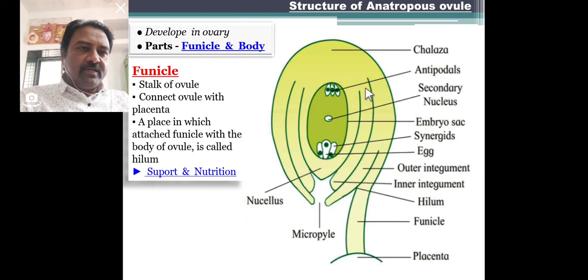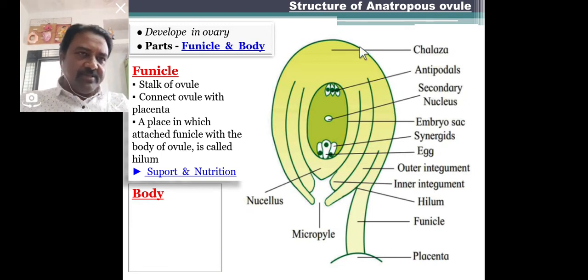The ovule consists of funicle and body. The body is its main important part, because inside the body is present the megaspore mother cell, which undergoes meiosis to form megaspore, and the megaspore is converted into the female gametophyte. After fertilization it becomes the seed. Now the second one is the most important part here.